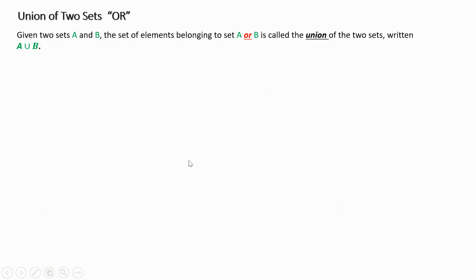Okay. Union of two sets, which means "or." Given two sets A and B, the set of elements belonging to set A or B is called the union of the two sets. And here's the notation: A, that's my symbol, like a U, and then B. This is what I tell my students, because at times this can be a little bit complicated for students. You list all the elements of both sets, but do not repeat them.